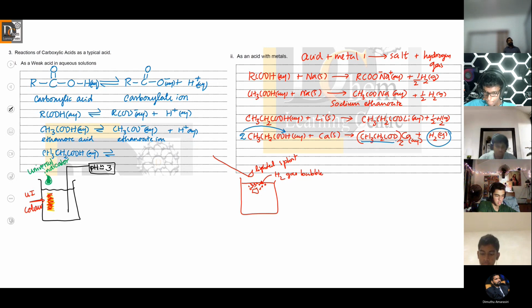And then the observation is going to be similar to a metal reacting with an acid, but observations tell me whether they are more vigorous or less vigorous compared to a strong acid. More vigorous compared to a strong acid. With a weak acid, it's less vigorous.